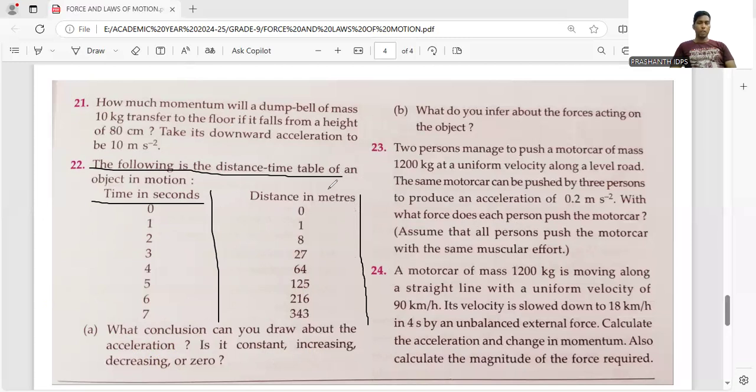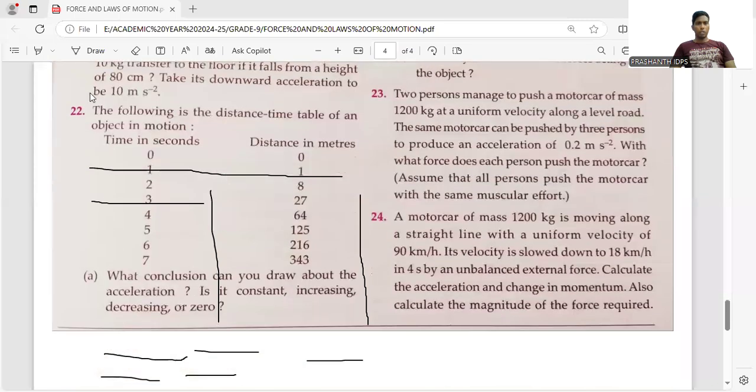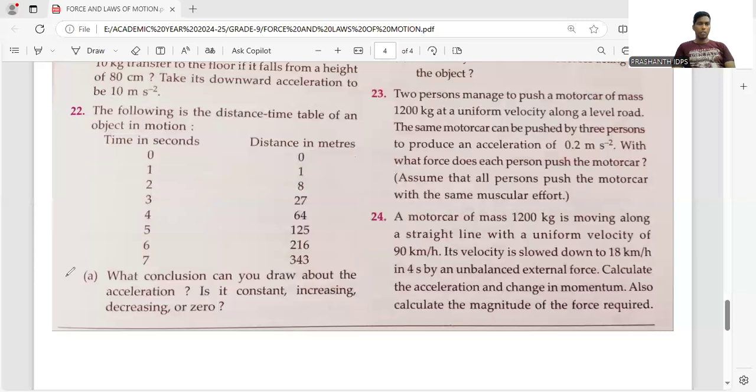Okay, time and distance values are given now, and he's asking what conclusion you can draw about the acceleration. We need to find the acceleration value, and check whether the acceleration is constant, increasing, decreasing, or zero.